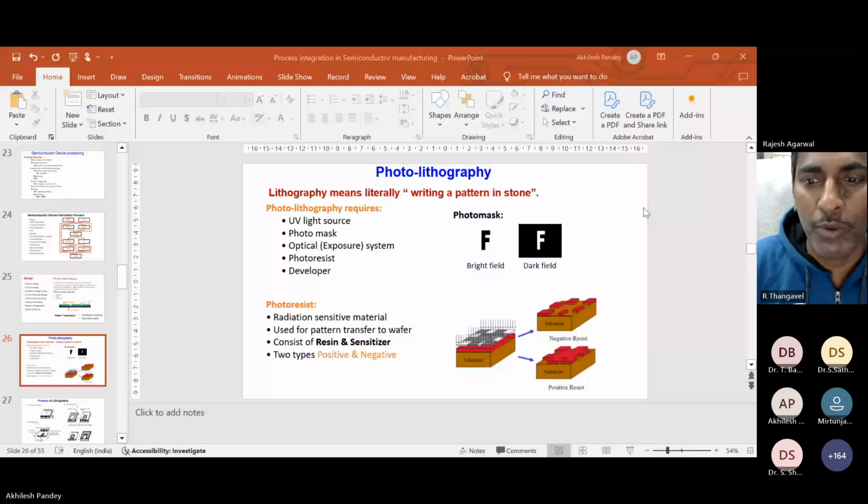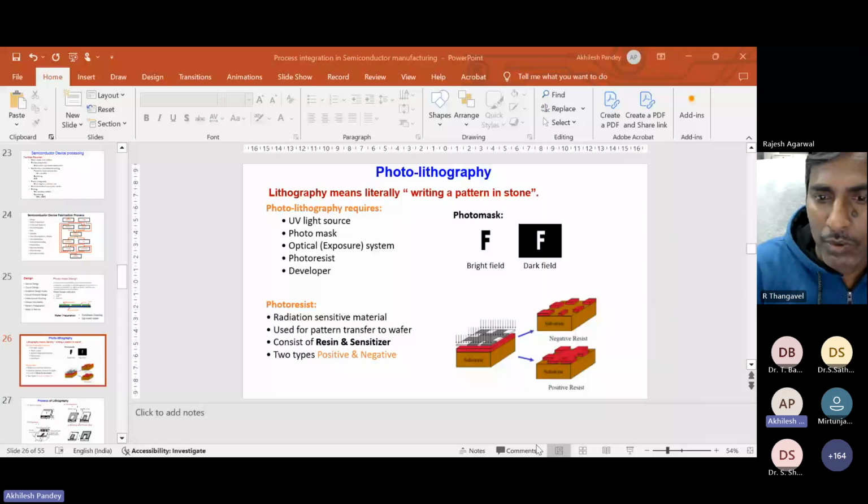Yes, sir. Now come to the lithography part. Lithography means literally writing a pattern in stone. Photolithography requires a UV light source, photo mask, optical exposure system where the exposure can be done, photoresist and developer. Photoresist is basically a radiation sensitive material which can be used for the pattern transfer to the wafer. It consists of resin and sensitizer.